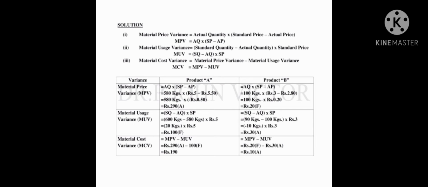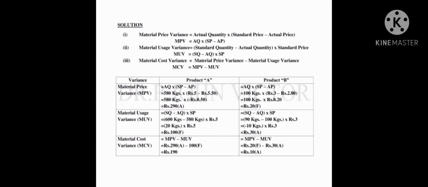Before the solution, we shall recollect the formula for material variances. There are three formulas. Material price variance is equal to actual quantity into standard price minus actual price. Second formula, material usage variance is equal to standard quantity minus actual quantity into standard price. Then the third one is material cost variance. It's equal to material price variance minus material usage variance. So these three are the main formulas for the material variance.